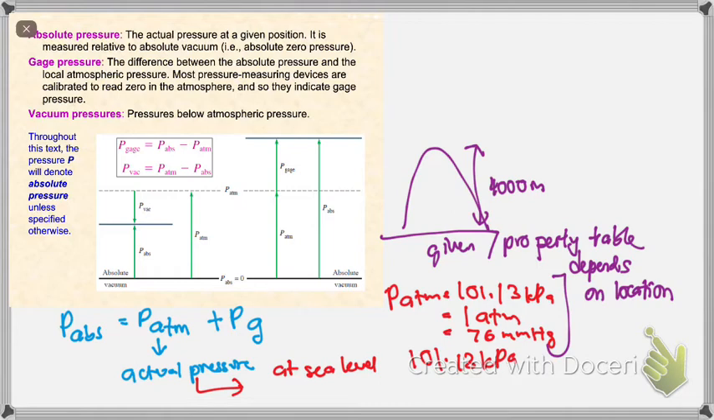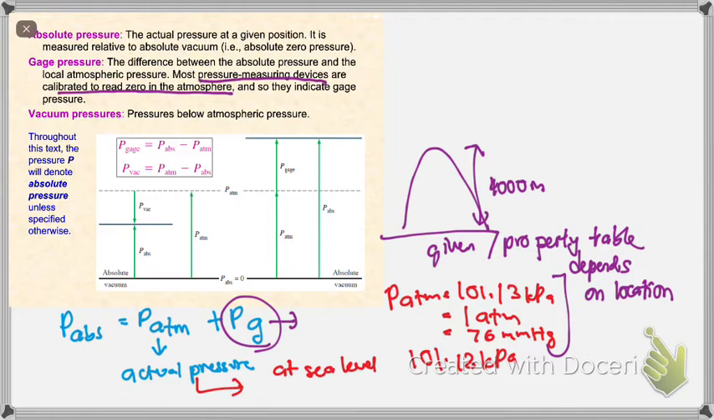Okay, the second pressure is gauge pressure. Gauge pressure is the difference between absolute and atmospheric pressure. So where do you get this? Normally you can get this from a measuring device. That's why it says here, most pressure measuring devices are calibrated to read zero in the atmosphere.